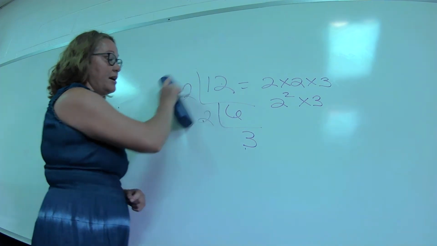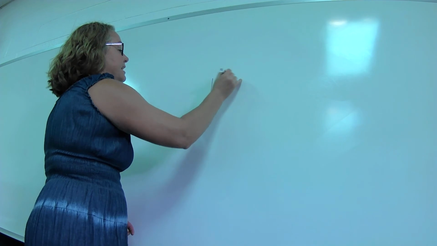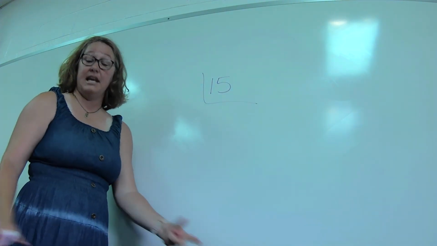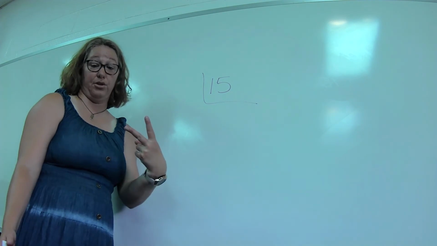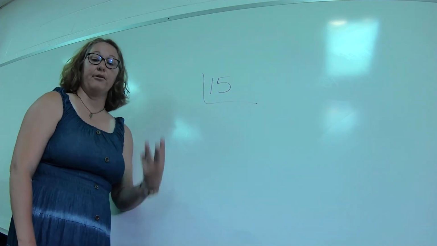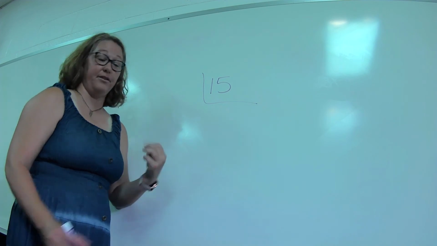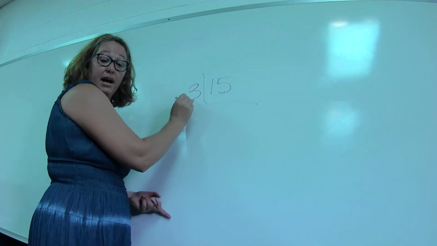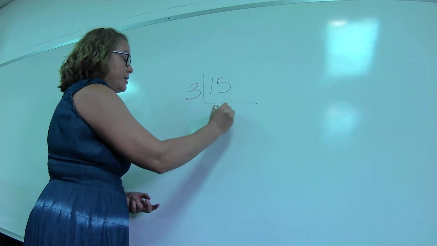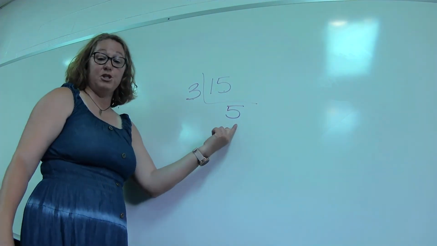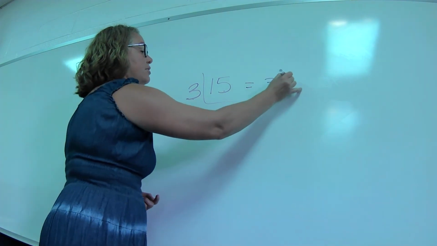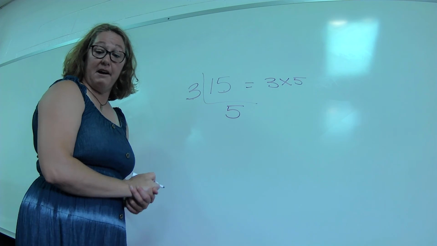All right, let's try another one. Let's try 15. All right, well, 15 isn't even, so I cannot start with 2. So what's the next prime number? 3. Does 3 go into 15? It sure does. So now I have 15 divided by 3 gives me 5. 5 is prime, so I've already primed 15 out. 15 equals 3 times 5.